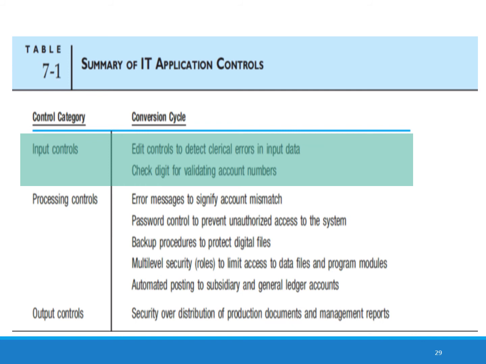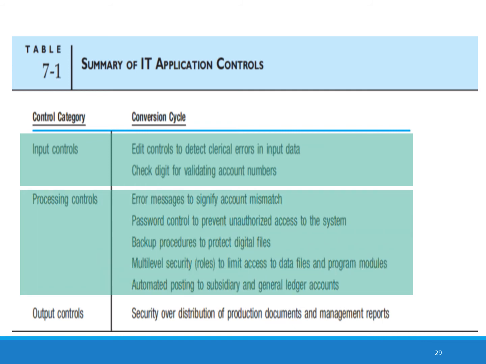And then we have processing controls. We have error messages to signify account mismatching, password controls to prevent unauthorized access to the system, and so on. The backup procedures to protect the digital files, multi-level security, and automated posting to subsidiary and general ledger accounts. And then lastly are the output controls: security over distribution of the production documents and the management reports.